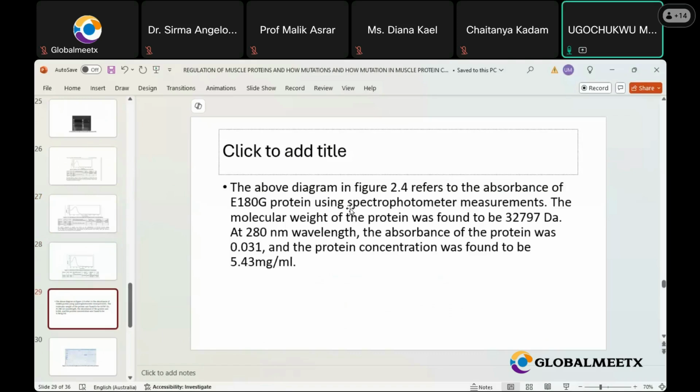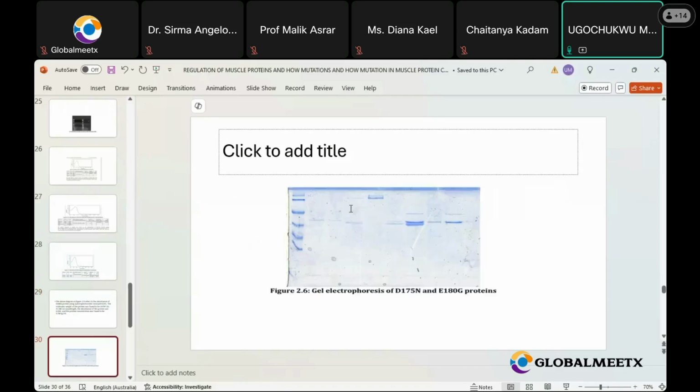The diagram refers to the absorbance of E180 mutated protein using the spec measurement. The molecular weight of the protein was found to be 32797 Dalton. At 280 nanometer, the absorbance of protein was 0.031 and the protein concentration was found to be 5.53 milligram per ml. The next slide refers to the gel electrophoresis of D175 and E180 mutated proteins.